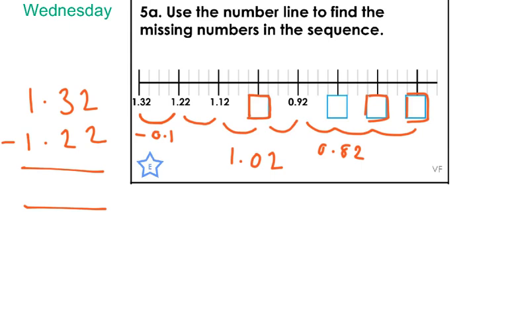Now what I'd like you to have a go at is the last two boxes there, please. That should be fairly straightforward. Remember, the only number you're changing here is our tenths column. So have a little go at that now. Hopefully your answers are 0.72, and the last one, 0.62.